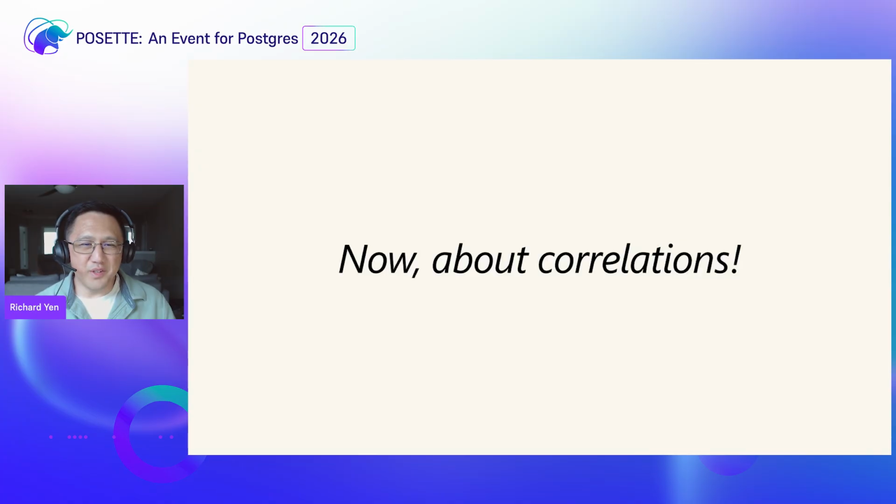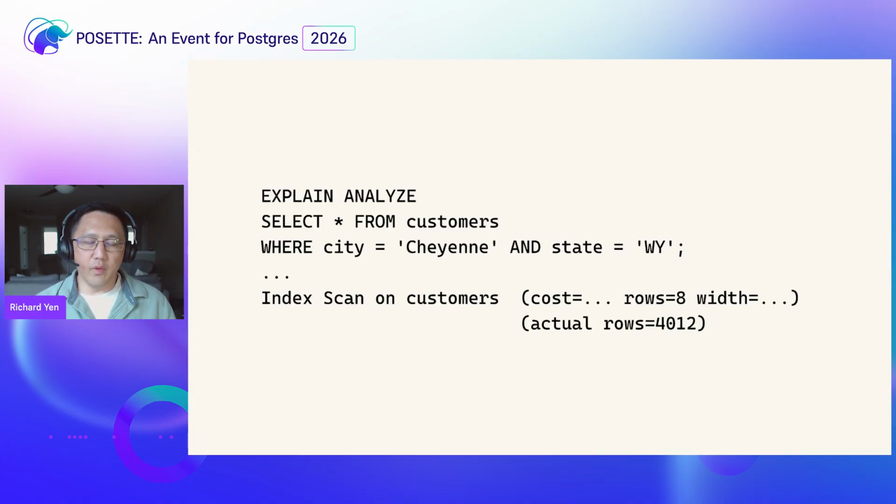Now, I would like to move on to correlations, which is something that I think is actually very important, and some people might overlook. When we are talking about our states and cities, I want to select all the customers where city is Cheyenne and state is Wyoming. And you're going to get an index scan, which is great. But sometimes it might not be the right scan.